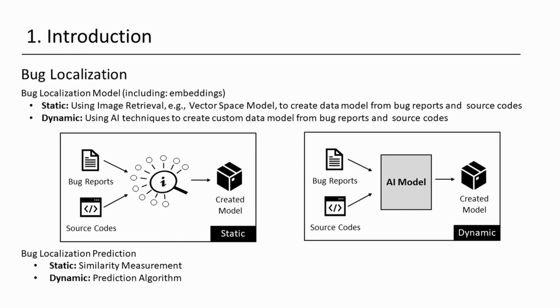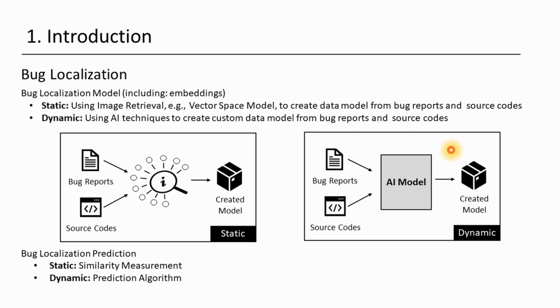Generally, there are two methods for bug localization: static and dynamic. Static methods use traditional information retrieval models to create a data model, such as a statistical model that provides embedding vectors and important information from textual data of bug reports and source codes. The dynamic methods apply AI algorithms like deep learning on a custom system model to create a data model.